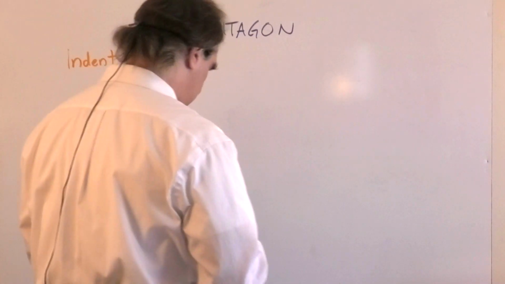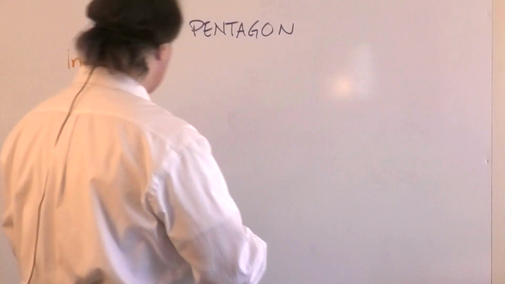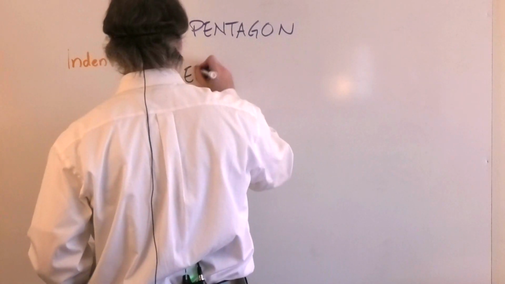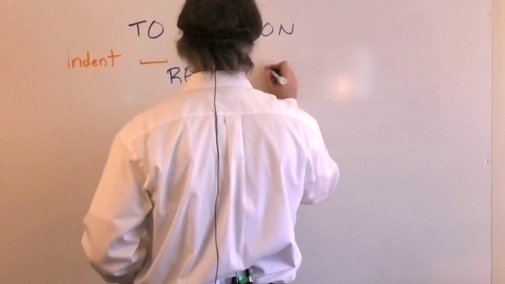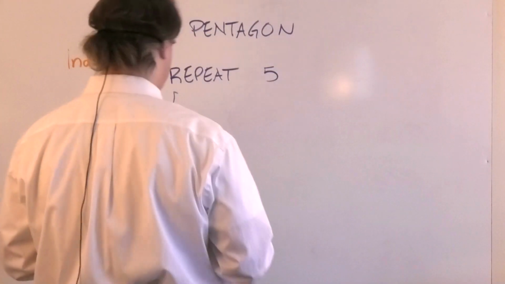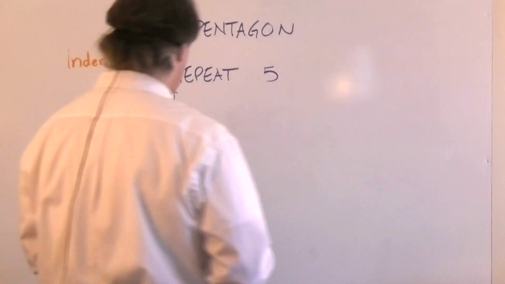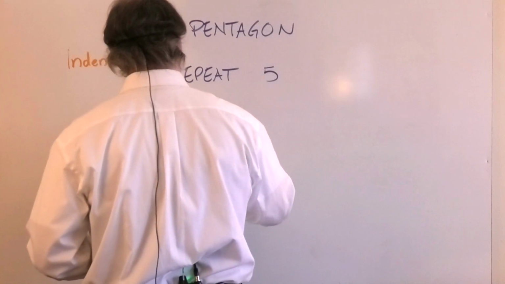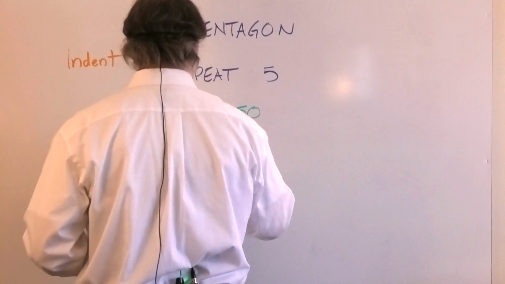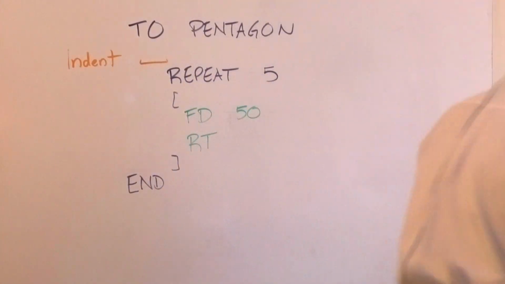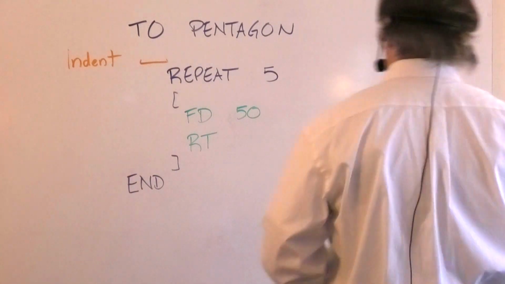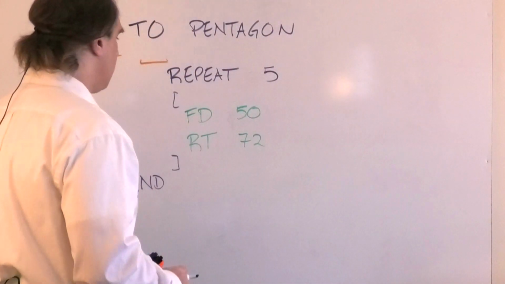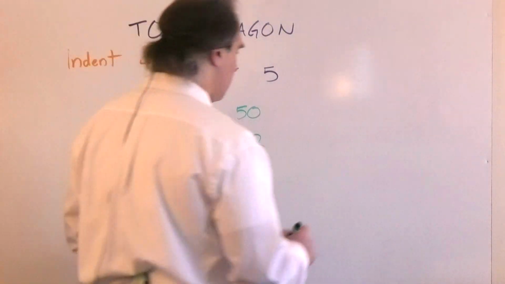Now, how do we write a pentagon? It's 5 sides instead of 4. So you can do that. You're a pro at that. Now, what do we write? Repeat 5, forward some number. We're going to turn right. Well, what's 360 divided by 5? That's for smart people. Divided by 5, 72. Right? 72. Or you could just say 360 divided by 5. End of to pentagon. Congratulations. You can go to the flip side now.